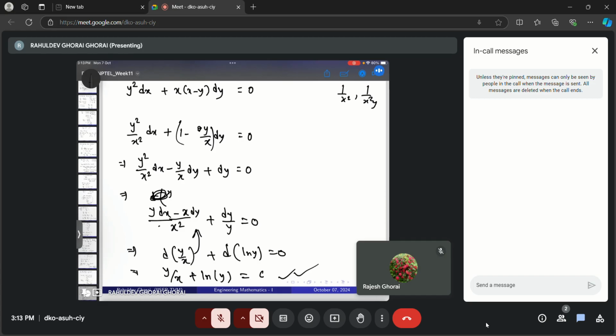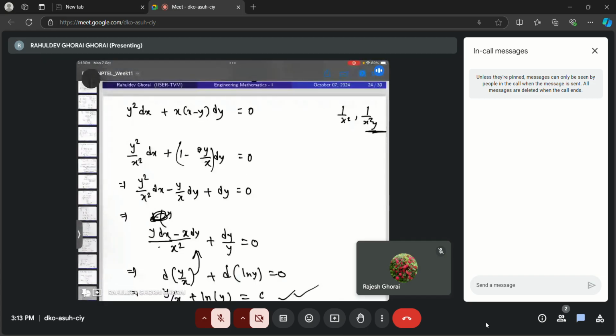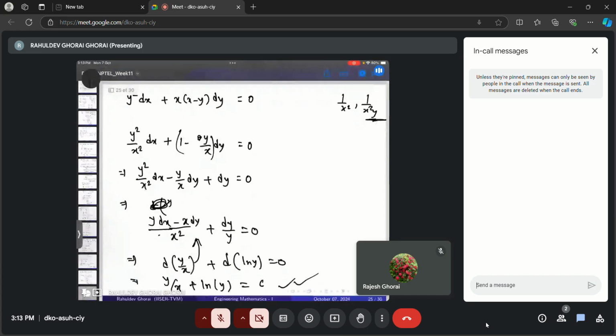Again, if you multiply by 1 by x squared y also, you can take y common and make it like this, and the solution will be the same. Okay, so it is easy to check. I leave it to you.